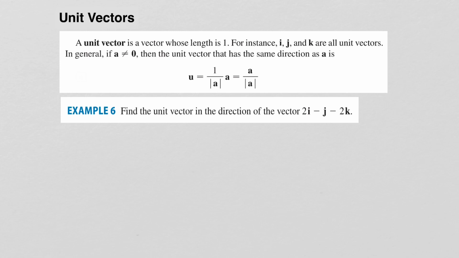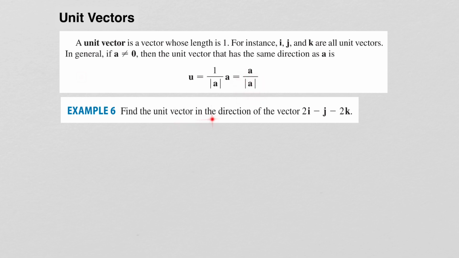And finally, we have unit vectors. A unit vector is a vector whose length is 1. So for example, the vectors i, j, and k that we just talked about, they are all unit vectors because they all have a length of 1. In general, as long as your vector is not the 0 vector, you can find a unit vector that has the same direction by simply taking the vector a and dividing it by its magnitude. So the vector u, which is the unit vector that points in the same direction as a, is simply the vector a divided by its length.